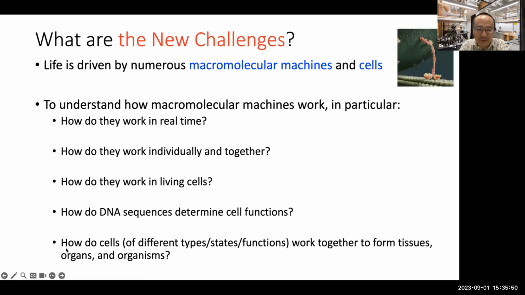Okay, and finally, how do cells? We have different types of cells: endothelial cells, fibroblasts, muscle cells, neurons, and cells also have different states. Some cells are in the happy state, some are in the angry state, right? Just like human beings, they have different modes. Cells have different modes, and also cells perform different functions. Those are very complicated combinations. How do those combinations work together to form the tissue and form the organ and form the whole organism? How does this happen?